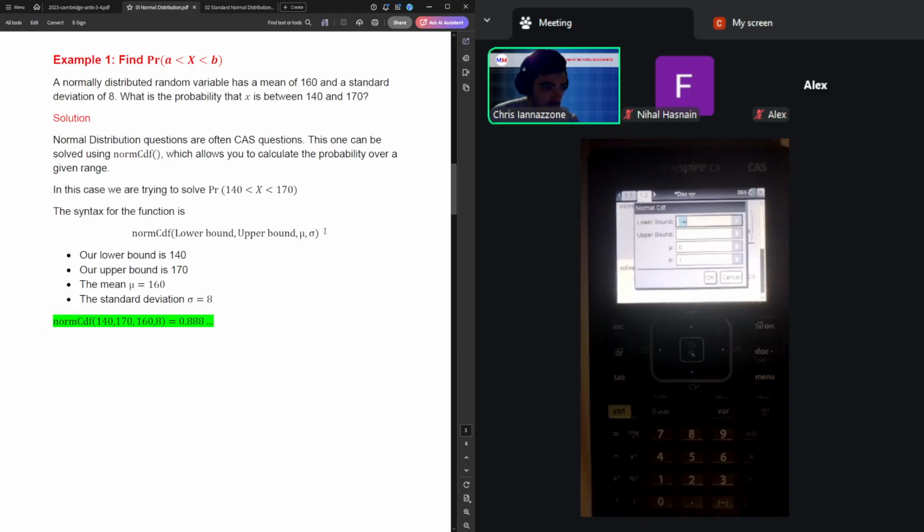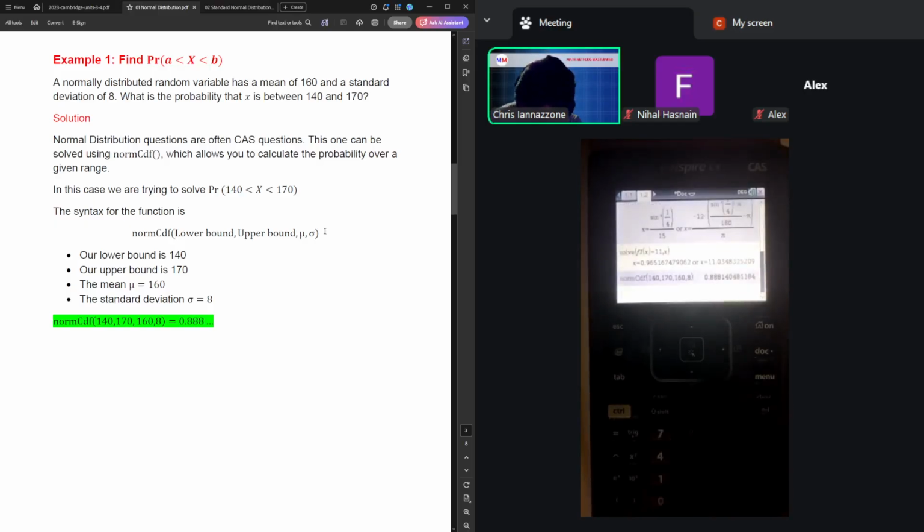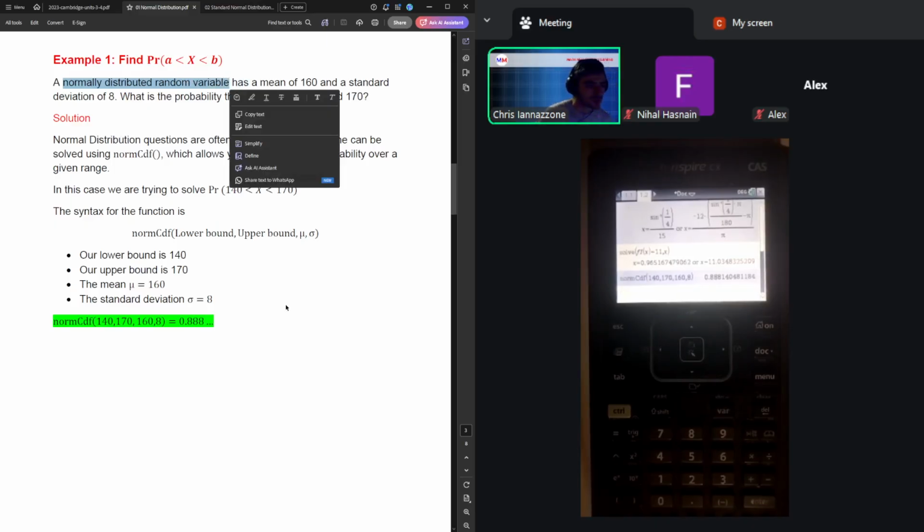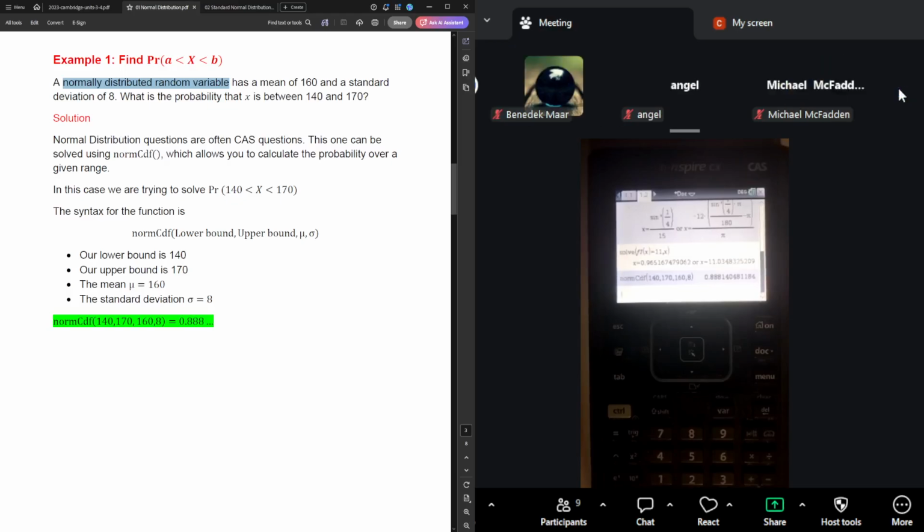So it was between 140 and 170, so the lower bound is 140, upper bound 170. The mean was given as 160, and the standard deviation was given as 8. Plug it all in, 0.888. That is the probability that your result will be somewhere between 140 and 170, so long as you are calculating using the normal distribution. And it'll always tell you it's a normally distributed variable, or more specifically, a normally distributed random variable.